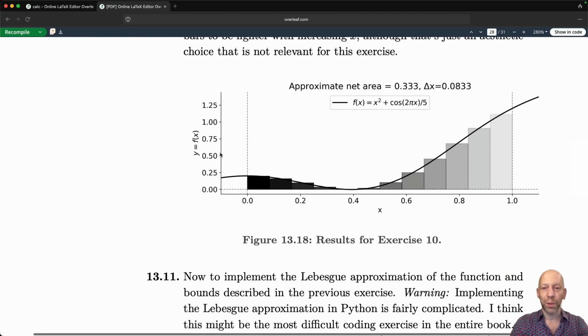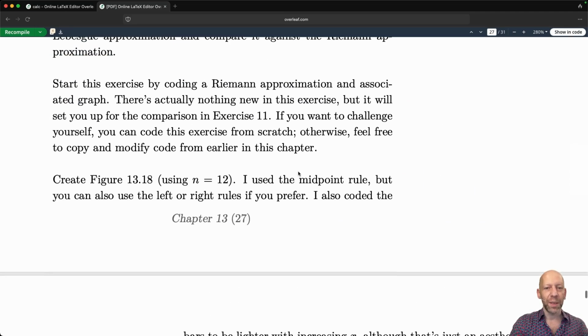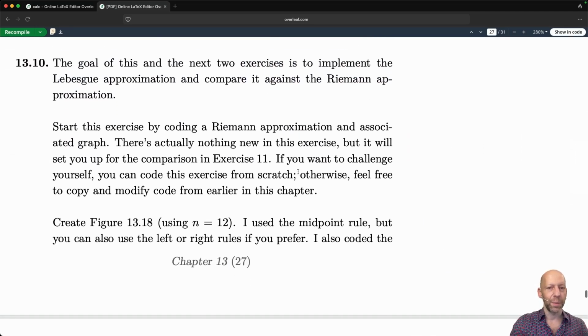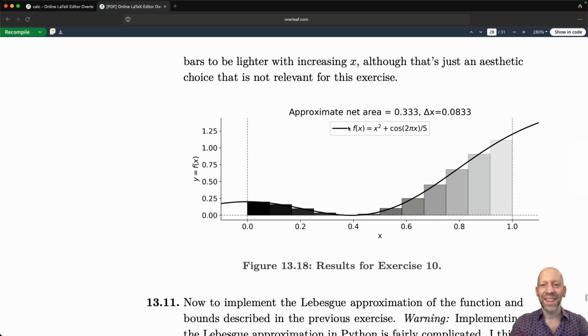What I would like you to do is basically create this figure here. The function is, where do I list the function? All right, the function is here in the legend. Okay, so we have x squared plus the cosine of 2 pi x divided by 5. So the whole cosine function is divided by 5, not the term inside the cosine.